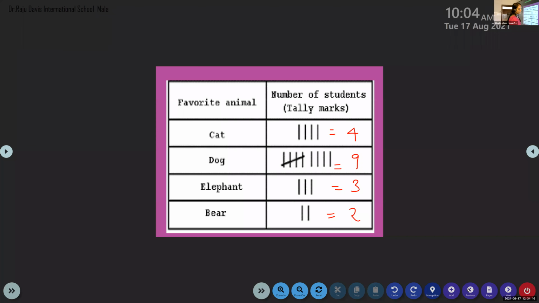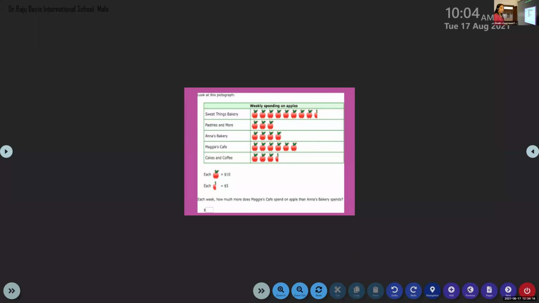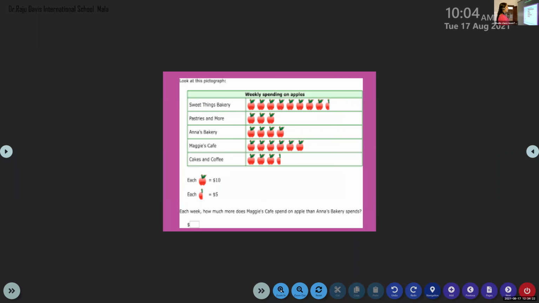Okay, children, tally marks and pictograph. This is another type of pictograph. Same thing. See, I will read it. It's not that clear. It is blurred, I think.